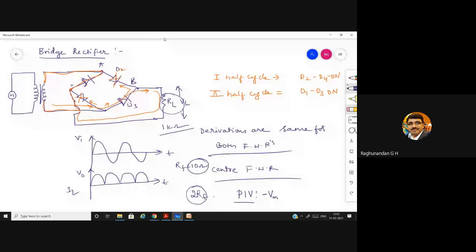These are the only two changes you will have in the derivation. For the rest, you write the same derivation. Bridge rectifier derivations are the same as what you have for the full wave center tap rectifier. But while finding out efficiency and all, you consider RL plus RS plus, and there you just add 2RF. But even after 2RF also, RL is very much greater than RS plus 2RF. So this is what you need to consider.